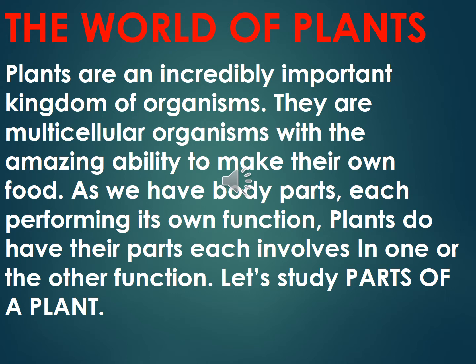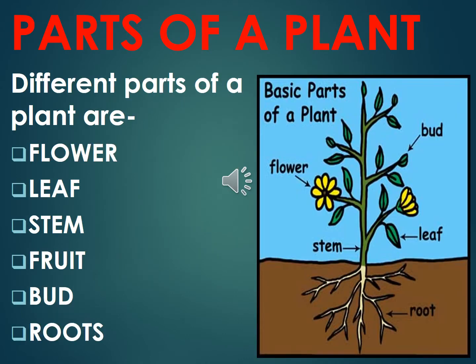So, children, let's study about parts of a plant. Different parts of a plant are: number one is flower, then we have leaf, stem, fruit, bud, roots, right? Flower, you all know, you have seen so many times different types of flowers. Leaf, we all know. Stem is a thick portion of a plant. Fruit, you all have fruit. Bud is a very, very small thing which after some time turns into a flower. Roots, you have not seen roots because they are generally inside the soil. So we will be studying each part in detail in the upcoming slides, right, children?